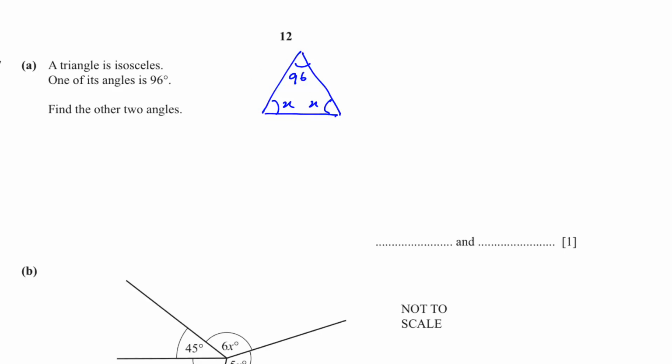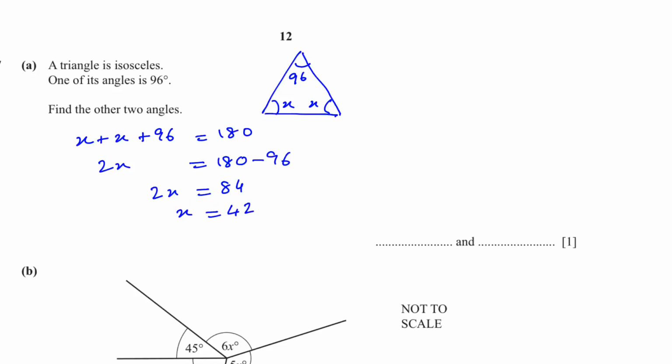This angle is 96. Because it is an isosceles triangle, the two angles will be equal to each other. All the three angles, when you add them together, will equal to 180. So x plus x plus 96 is equal to 180. 2x is equal to 180 minus 96. Therefore, 2x is equal to 84. X is equal to 84 divided by 2, 42. So the two angles are 42 and 42.